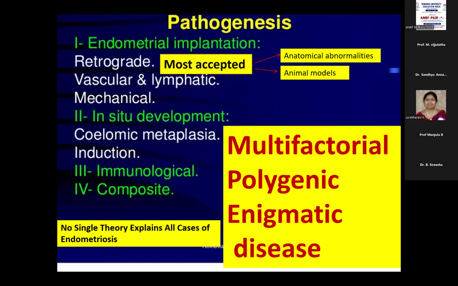So the pathogenesis, as of now, is an enigmatic disease. Many factors make the disease happen. Several genes are involved. As of now, there is no non-invasive marker, and the diagnosis itself is a very, very complex and challenging thing. It is also termed an enigmatic disease because no proper known cause is documented.